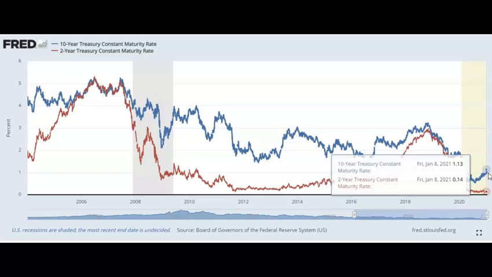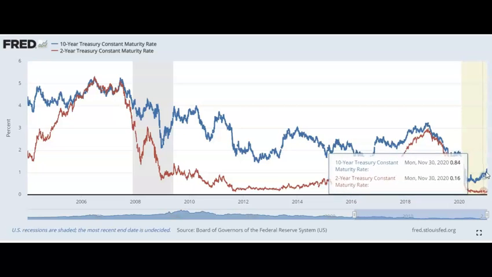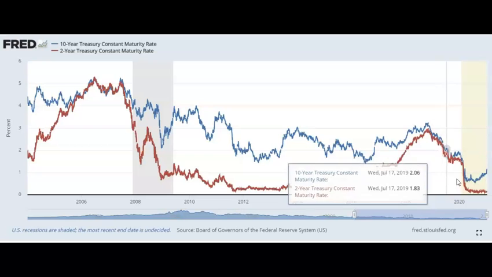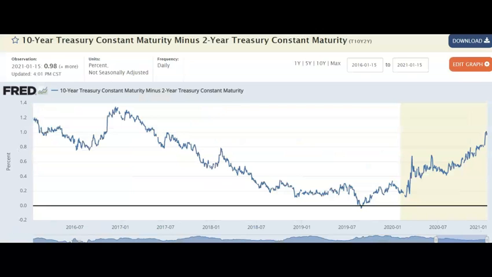Again, the yield curve is made up of the difference between long-term rates and short-term rates. So as we look at this, the 10-year yield minus the 2-year yield, that gap looks like it's going to grow substantially. So let's go take a look at the yield curve itself. Here's a graph of the yield curve. It is the 10-year Treasury yield minus the 2-year Treasury yield, and we graphed it dating back to 2016.